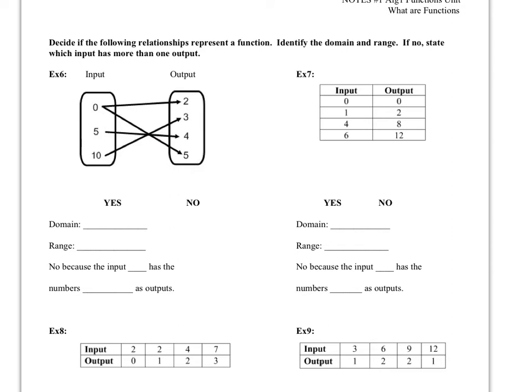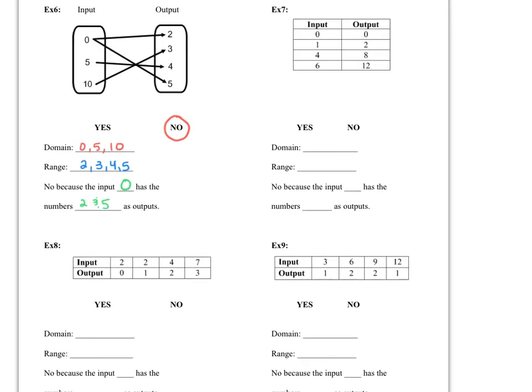So let's look at this one. Here are my inputs, 0, 5, and 10. I can see that when I put in a 10, I get out a 3. Is there any number in this column that has more than one output? Yes. 0 could have an output of 2, or it could have an output of 5. So this would be no. Now I can still say domain and range. It's still a relationship. It's just not a function. So my domain would be 0, 5, and 10. Those are my inputs. And my range, which is my outputs, would be 2, 3, and 5. But again, the reason this was a no is because the input of 0 had the numbers 2 and 5 as outputs. So at this point, go ahead and pause the video, press play when you're ready to check your answers. I would pay close attention when you're done to number 9.